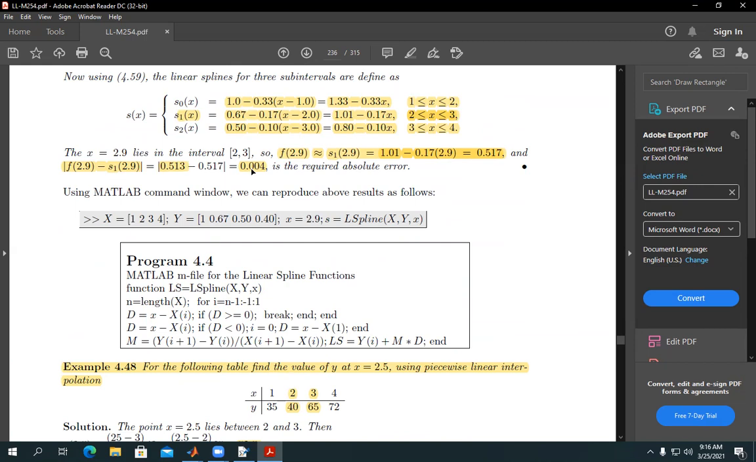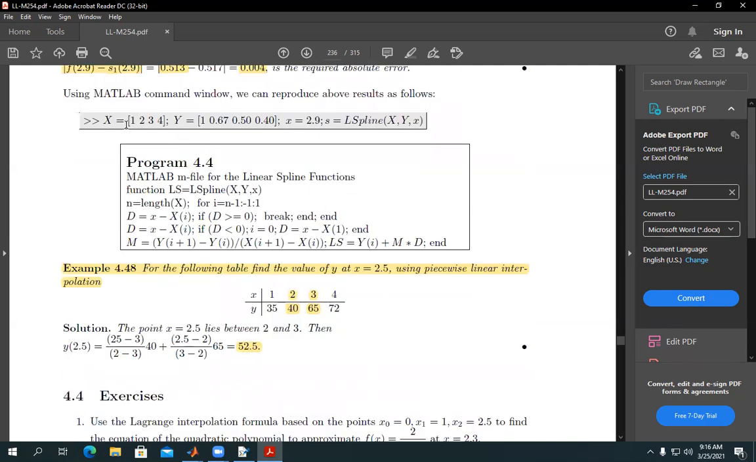This topic is nothing, because it just means you have to apply the linear interpolation in not one interval, but more than one interval. But sometimes the exam teacher may give you this question: for the following table, find the value of y at 2.5 using the best piecewise linear spline. It means you don't have to create all the spline, because the teacher never says so.